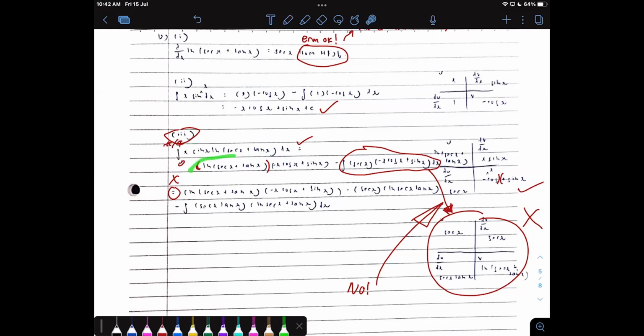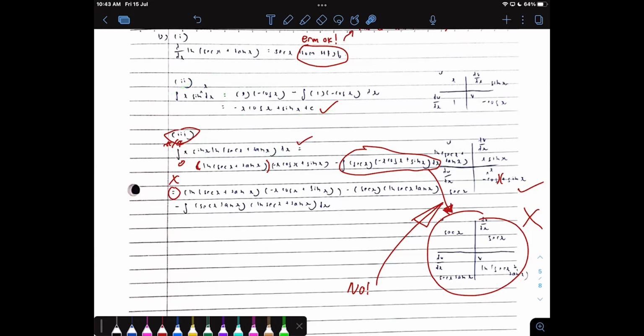For this other part, what did you do? Let me double check. You pick u to be ln of (secant x plus tangent x) and dv by dx to be x sine x. You differentiated it and then you get minus x cos x plus sine x. Hold on. Actually, why would this be correct? Let me see. Oh, you're using product rule. Okay, can. But here it's not very smart because this is a hence question, right? Part 2 already hinted to you the integral of x sine x dx, and you found the correct answer.